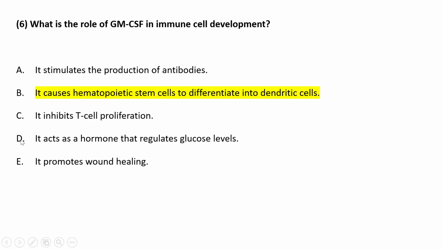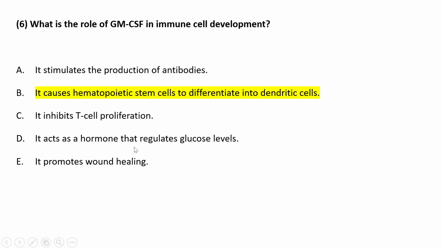And what about other options? Is it involved in the production of antibodies? GM-CSF is not involved in the production of antibody. Antibody is produced by the B cells. Does it inhibit T cell proliferation? No, it will not inhibit the T cell proliferation. In fact, it will enhance the T cell activation by increasing the number of antigen presenting cells like the dendritic cells and macrophages. So it will not inhibit the T cell proliferation. It will enhance or increase the T cell activation.